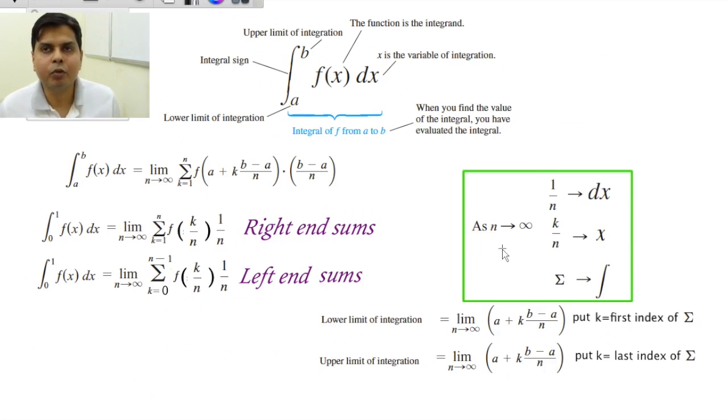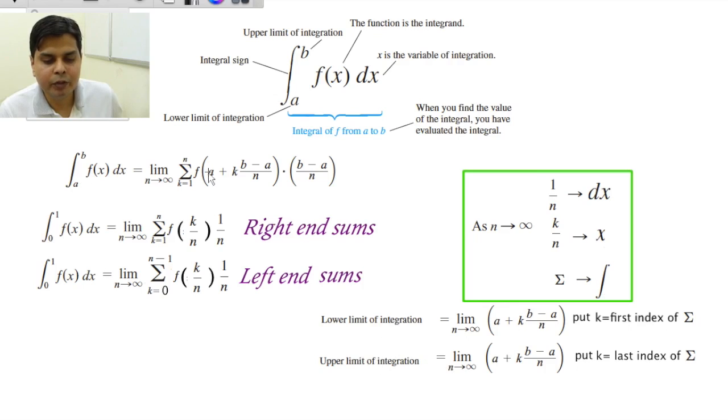Suppose you are given a problem in which a summation is there. How do you convert a summation formula into an integral formula? If you see this, you will know that as n tends to infinity, instead of 1 by n you write dx, and k by n becomes x. This summation sigma will become the integral sign. And what will be the lower limit of integration? You concentrate here: put k equal to 1, whatever you get under the limit n tends to infinity, you put as the lower limit, say a here, or maybe 0 in this case.